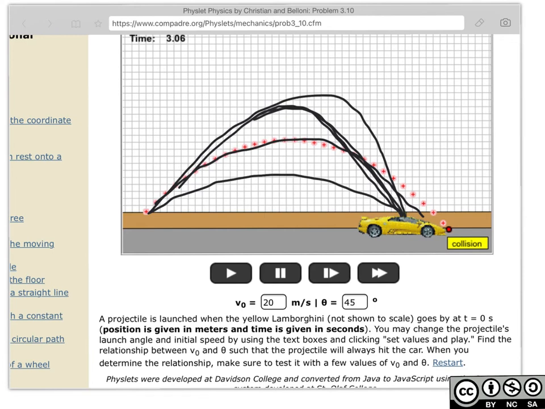How do we determine what that angle is? We need to know the velocity of the Lamborghini. And then what do we want? We want the x component of the projectile velocity to be exactly equal to the Lamborghini velocity, right? Because the x component won't change and the ball will just go up and down while following the Lamborghini. So how do we get the velocity of the Lamborghini? Let's measure it.